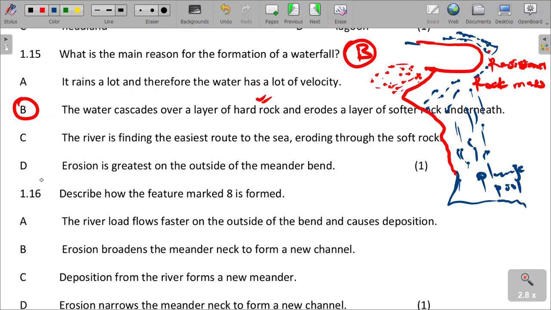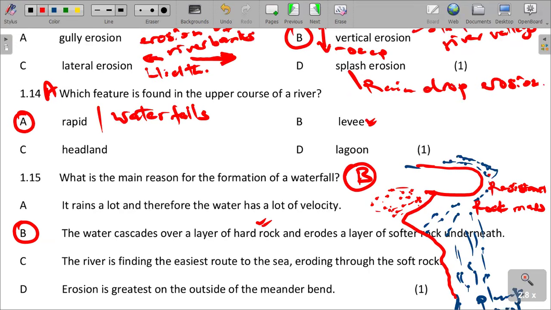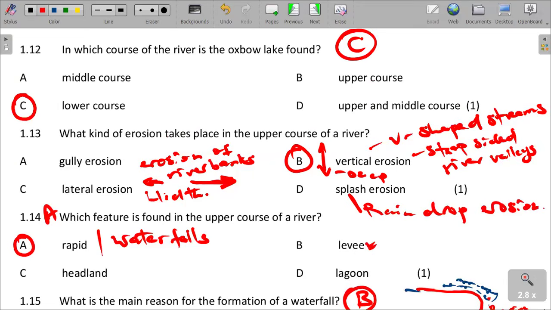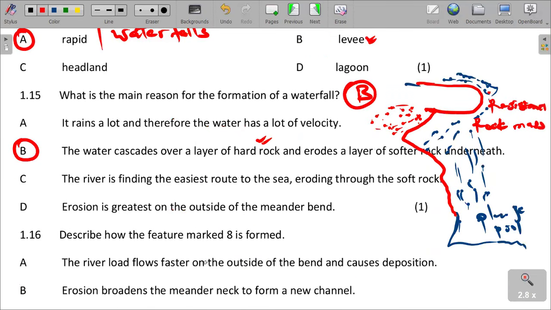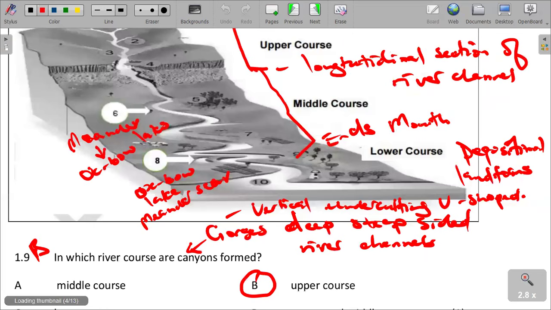And then number 16: describe how the feature marked 8 is formed. I think we once answered what feature marked 8 is. Let's just go to the diagram and look at it. Feature marked 8 on the diagram is an oxbow lake.